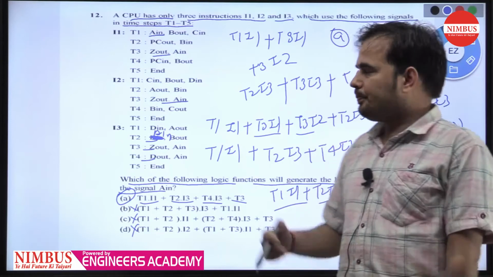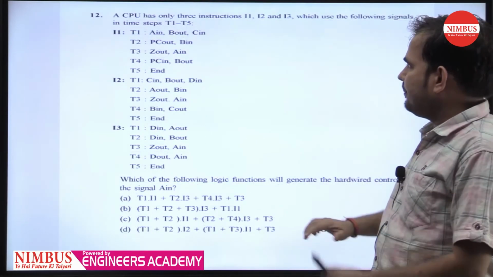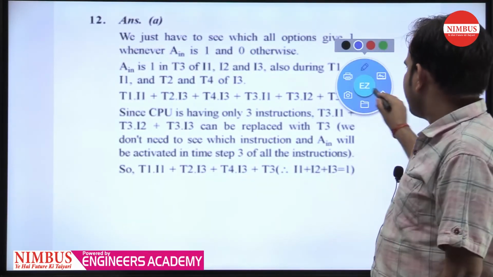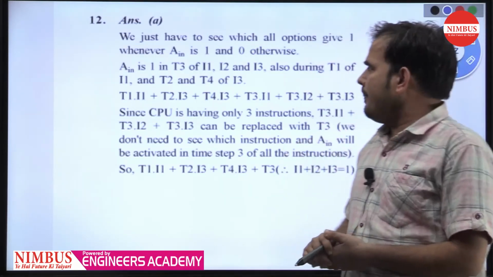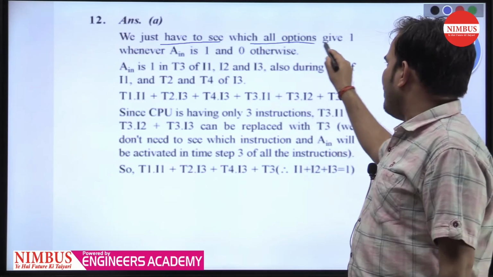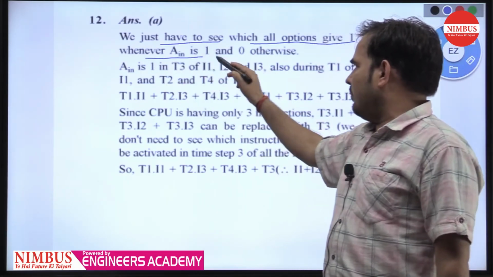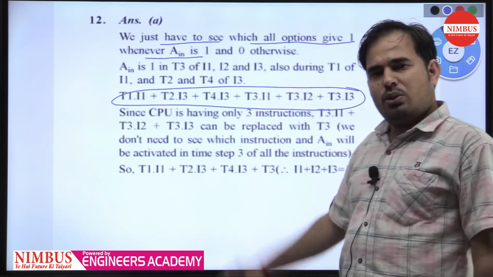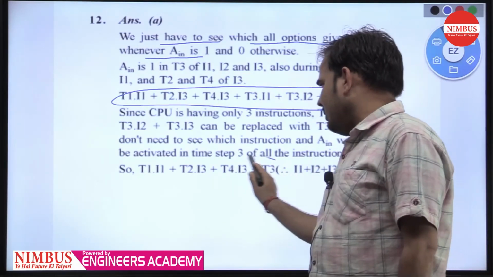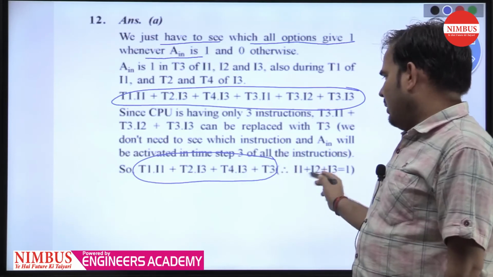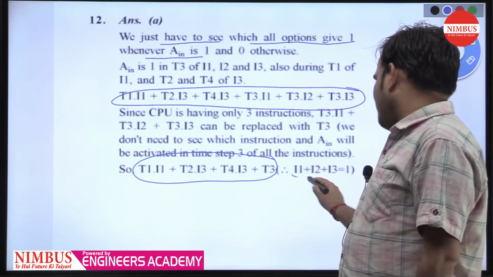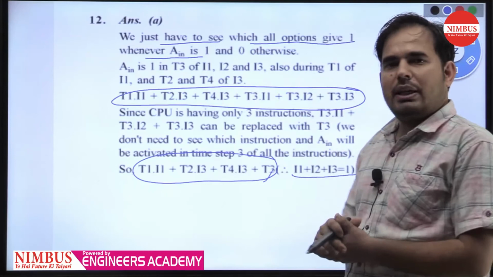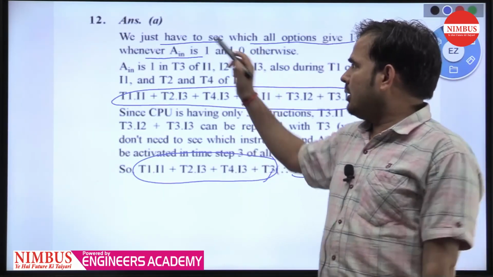I hope you understand. Let's see the solution. This is the solution for this question. We just have to see which options give 1 where A in is 1 and 0. So we need to add all these, as I told you in the question, and we will get this as the answer A. Therefore we can put I1 plus I2 plus I3 equal to 1, and we get T3 from here. So you need to solve it like this. Which option is correct? Option A is correct.